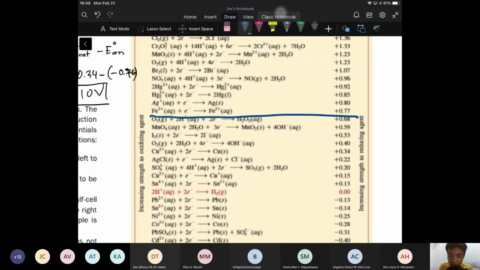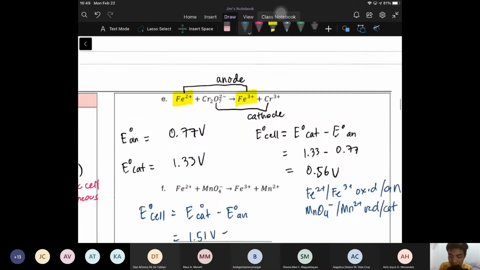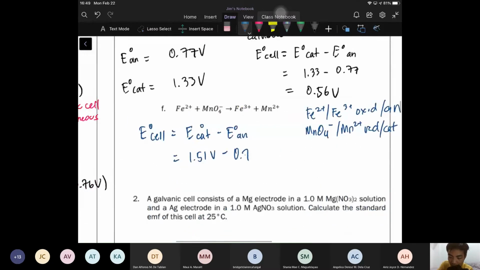So, for our anode, that's 0.77 volts. Pag subtractin natin yung dalawang E values, we get the E° cell, 1.51 minus 0.77. That will be 0.74 volts. So that will be the voltage that will register when we have a cell consisting of these two ions. So, ganun lang.